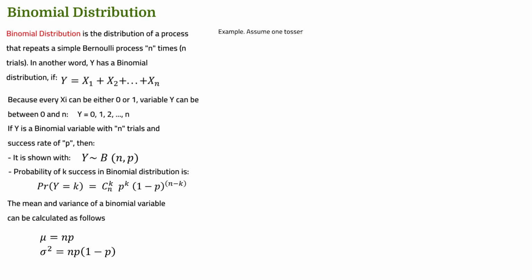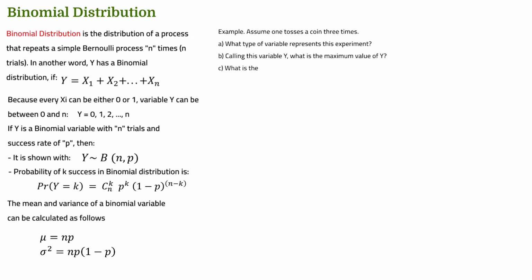Here is an example. Assume one tosses a coin 3 times. A, what type of variable represents this experiment? B, calling the variable y, what is the maximum value of y? C, what is the probability of y equal to 0? D, what is the probability of y equal to 2?